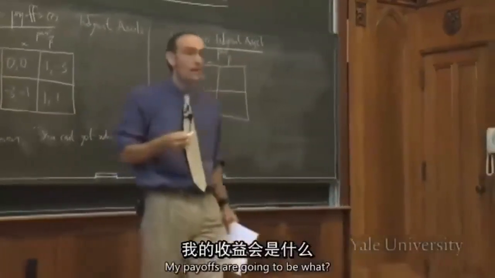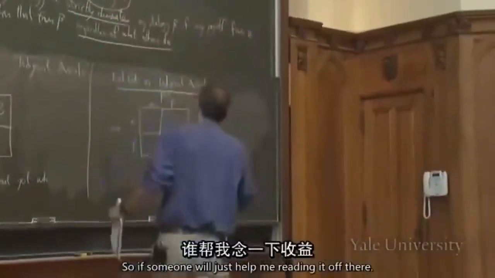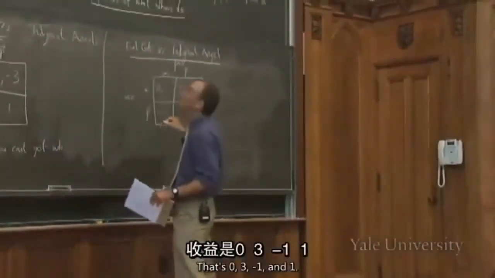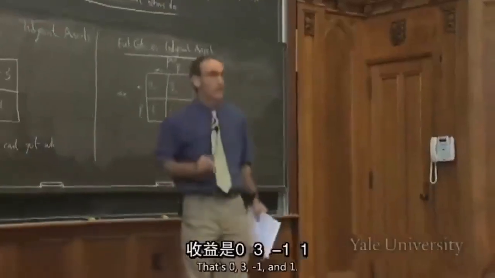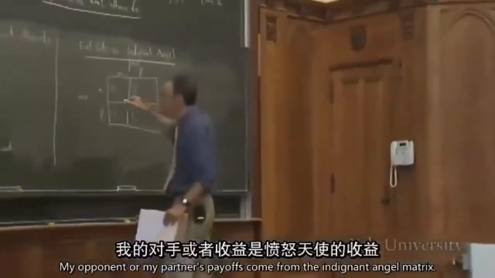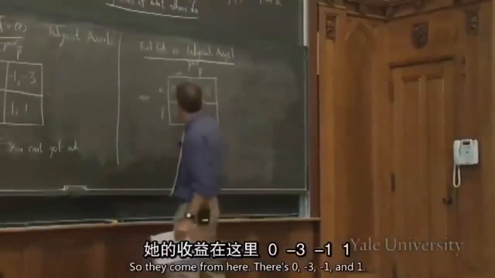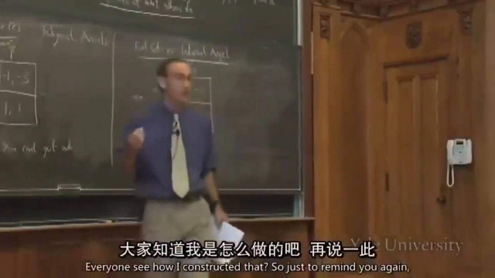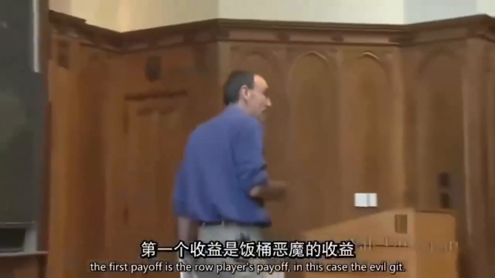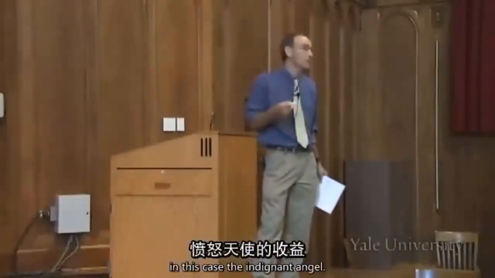Okay, my payoffs are going to be the evil git payoffs. So they come from the matrix up there. If someone can help me with reading it off there, that's a 0, a 3, a -1, and a 1. My opponent or my partner's payoffs come from the indignant angel matrix. So they come from here. There is 0, a -3, a -1, and a 1. Everyone see how I constructed that? I'll just remind you again, the first payoff is the row player's payoff, in this case the evil git, and the second payoff is the column player's payoff, in this case the indignant angel.